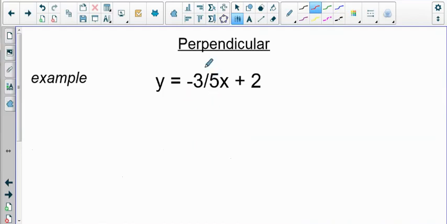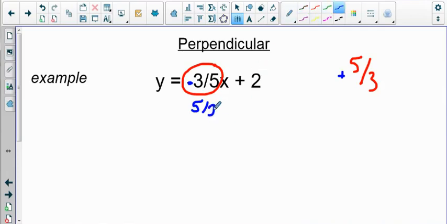I need the opposite reciprocal of this slope right here. That means that I need to flip 3 over 5 upside down and it becomes 5 over 3. And since this is a negative, then the one that I'm going to have is going to be a positive. So that's all there is to it. I have to make sure that this is 5/3.